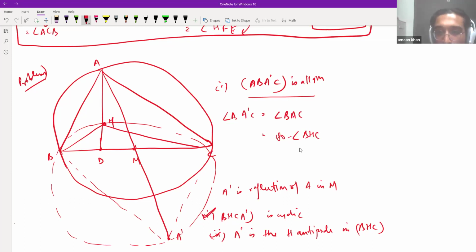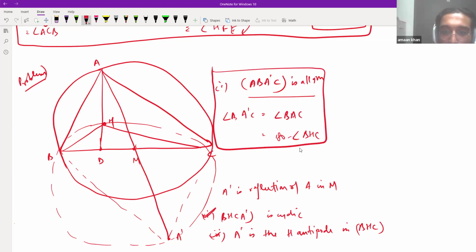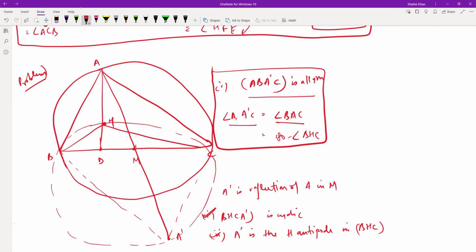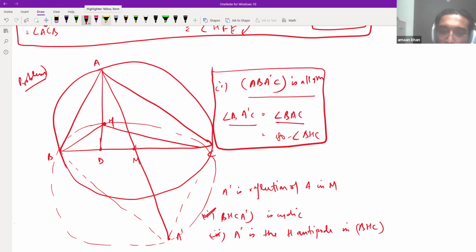Does everyone get this? How did we complete it after showing that it is a parallelogram? Okay, so after it is a parallelogram, these two angles are equal, right? BA dash C and BAC. Yes. And BAC is 180 minus BHC because BHC is 180 minus BAC. Oh, okay, so these are supplementary. Yes. Now you need to show that it is the H antipode.